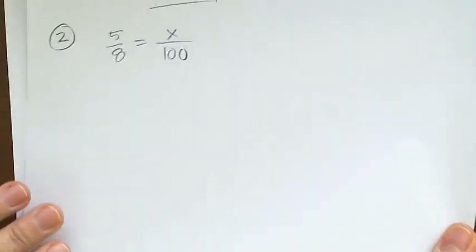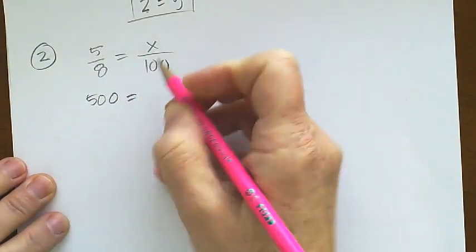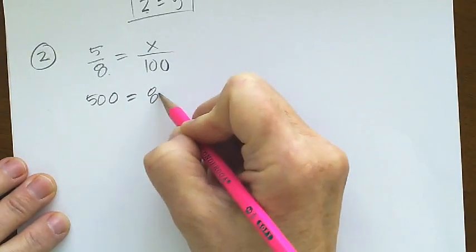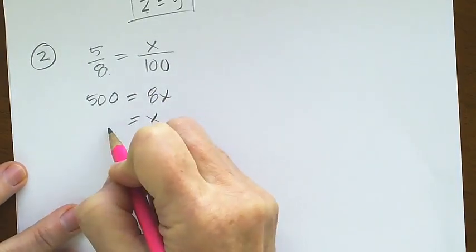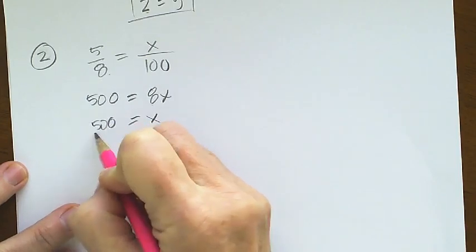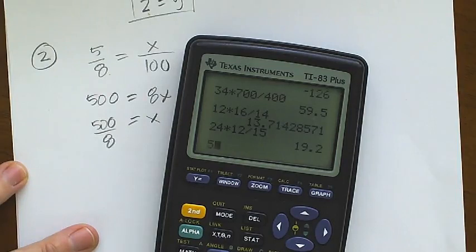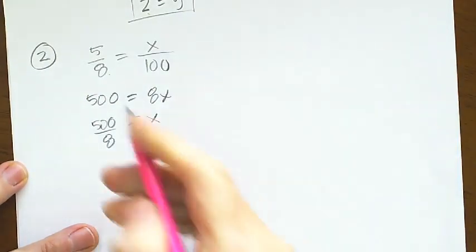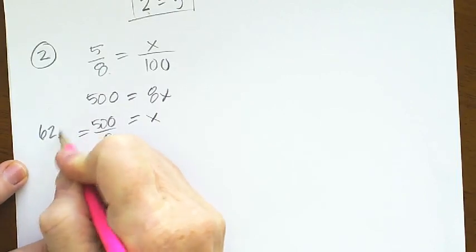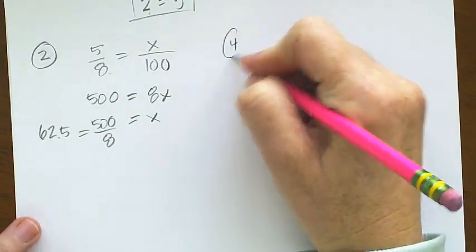Sorry about that. Cross multiply, we get 5 times 100 is 500. 8 times x is 8x. Divide both sides by 8, so 500 divided by 8 is 62.5. Number 4.